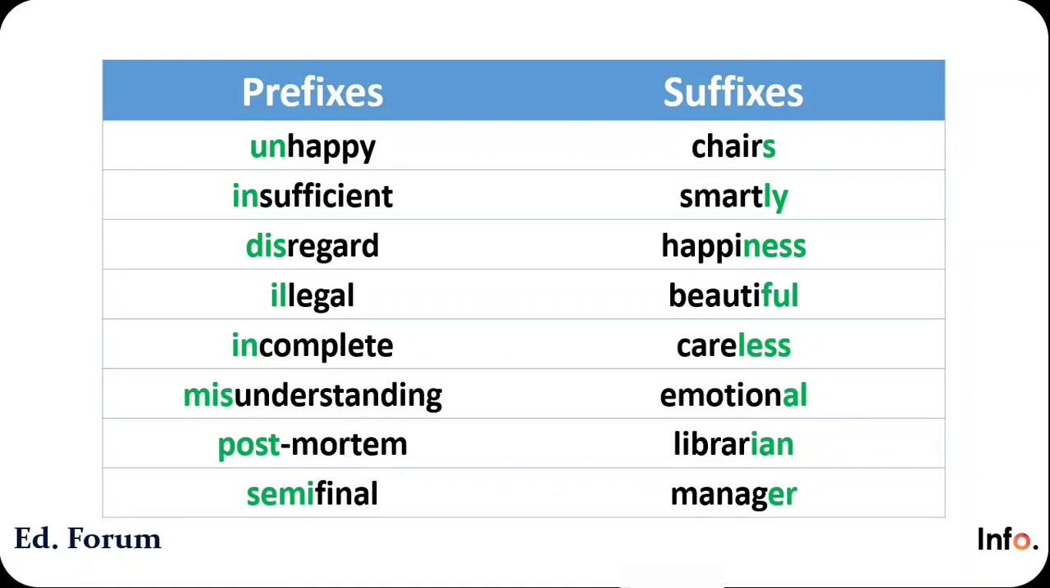And misunderstanding. Misunderstanding means you had to understand it, but you did not understand it and you understood it in a different manner. And then we have post-mortem. Post-mortem means, post means after. You know, the gym people always say pre-workout and post-workout, right? So pre means before and post means after, post-mortem. And then we have semi-final.